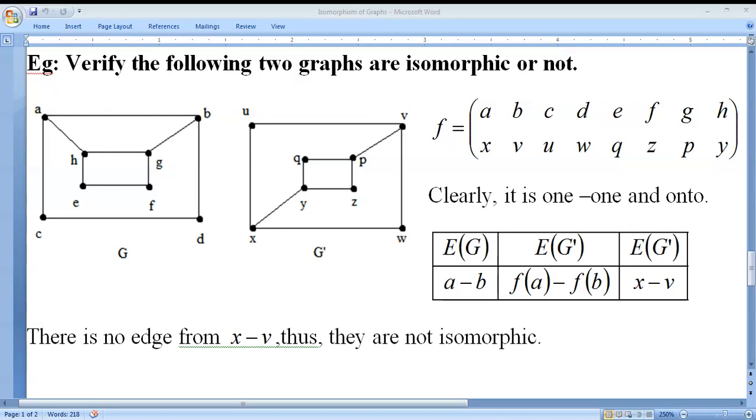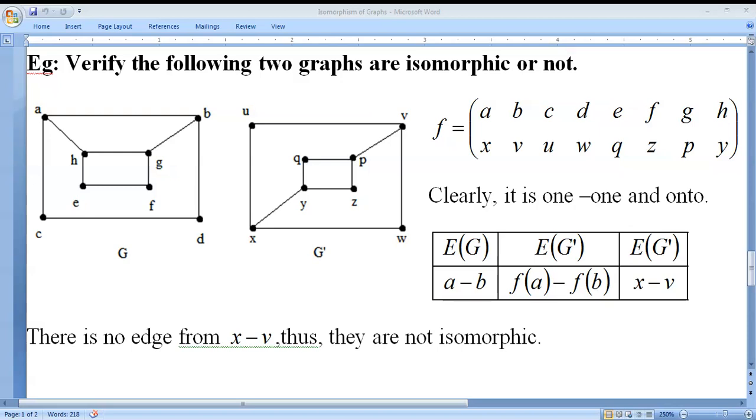Okay, let us see the reason why A is mapped onto X. With vertex A you can find three edges from the first graph, that is AB, AH, and AC. With respect to X you can find three edges, XW, XY, XU. So that is the reason why I have mapped A onto X.